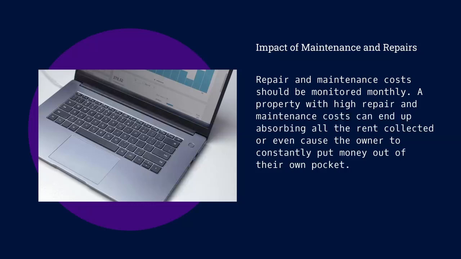And then the impact of maintenance and repairs. Repair and maintenance costs should be monitored monthly. It's really, really important to monitor repair and maintenance. A property with high repair and maintenance costs can end up absorbing all the rent collected, or even cause the owner to constantly put money out of their own pockets. We saw this in the last video that I mentioned, that is in the description, right? Having a property with high maintenance and high repairs can end up being a pure loss for the owner.